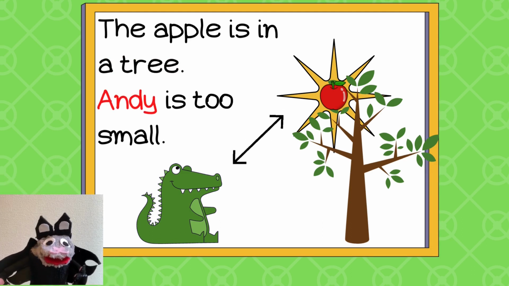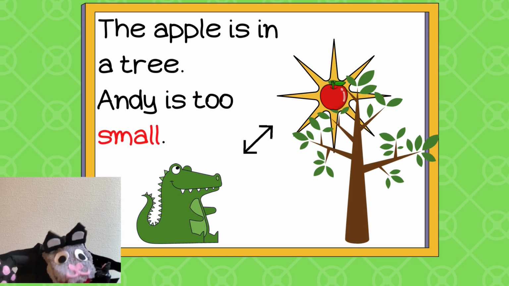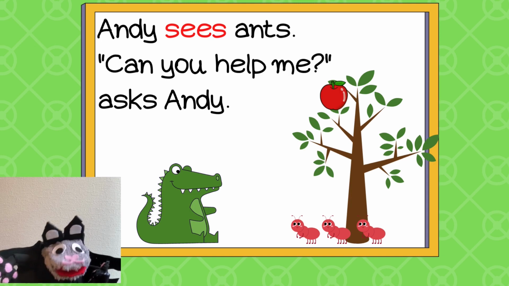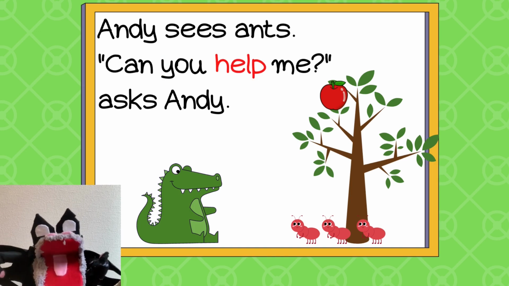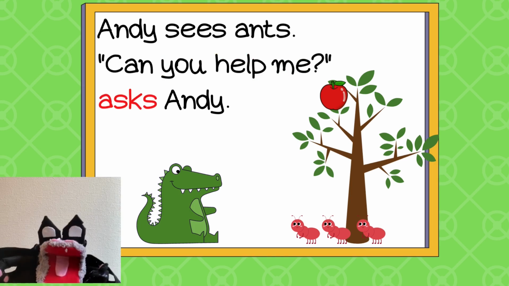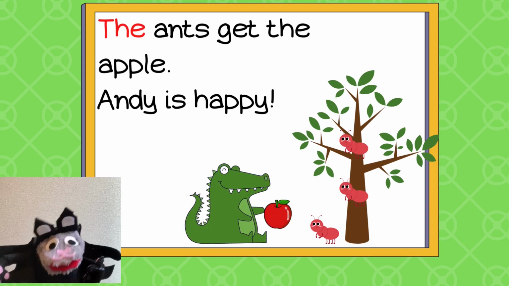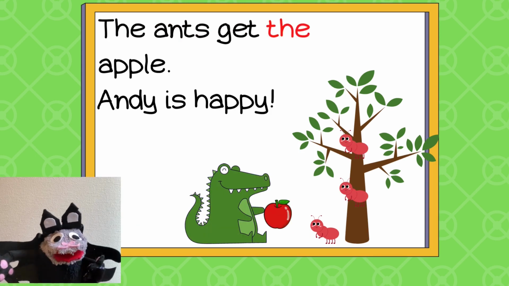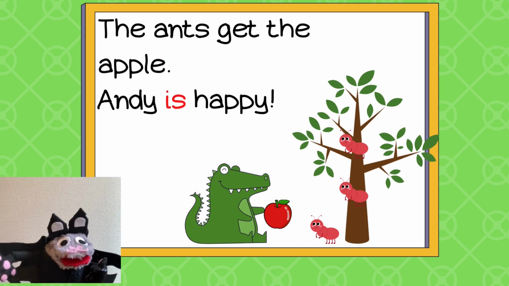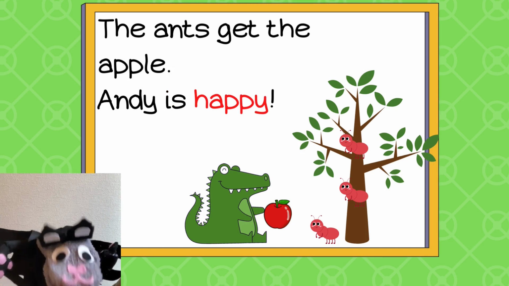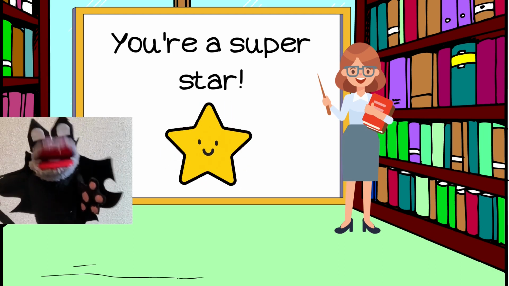Andy is too small. Andy sees ants. "Can you help me?" asks Andy. The ants get the apple. Andy is happy. You're a superstar.